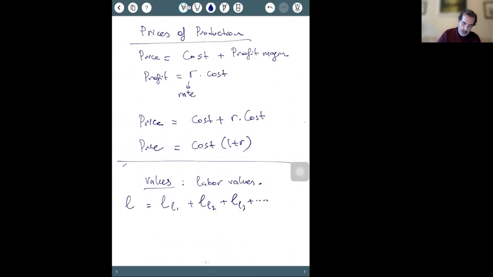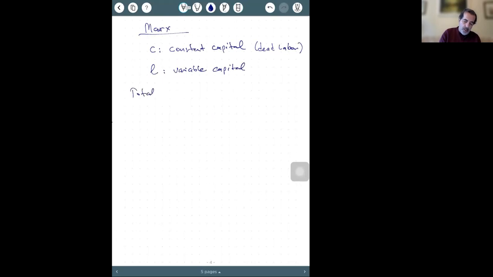simply, okay, cost of production and the thing. For example, in Marx, there are three components of price: constant capital, the amount of capital goods. Constant capital refers to that labor, right? Living labor, variable capital. So total capital is equal to C plus V. So therefore, price of production in Marx is equal to C plus V.